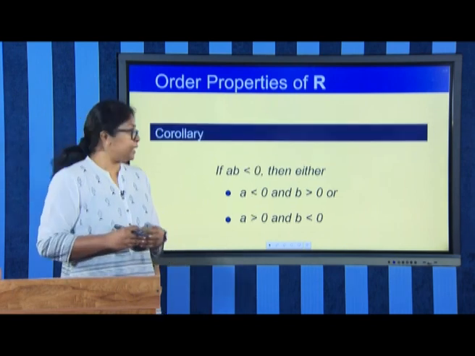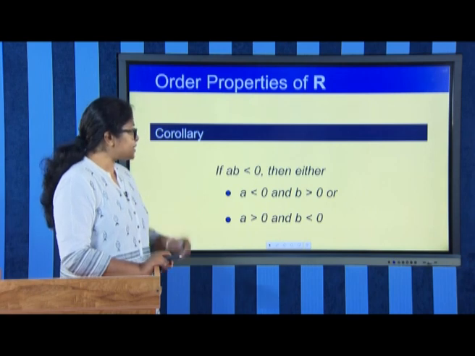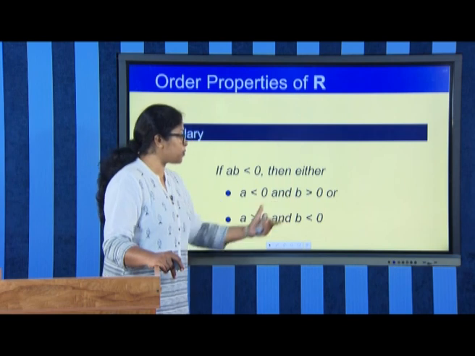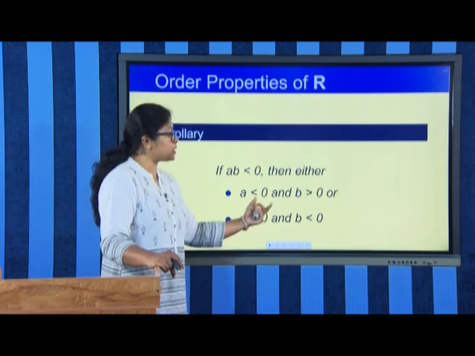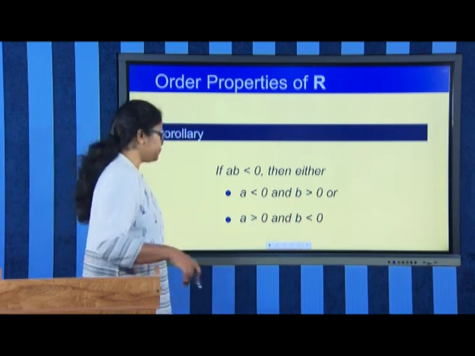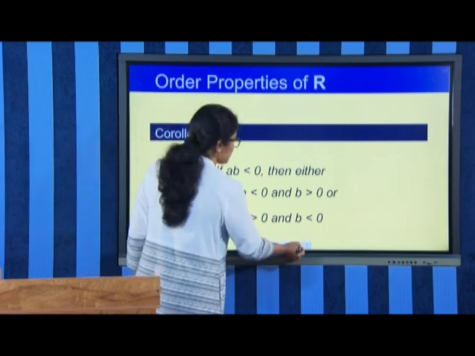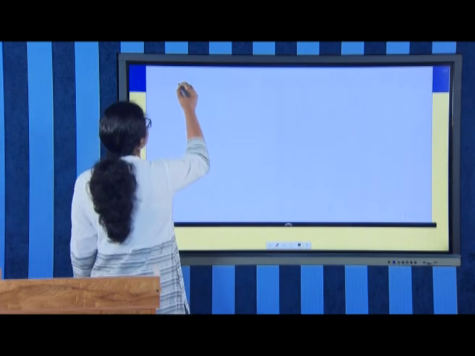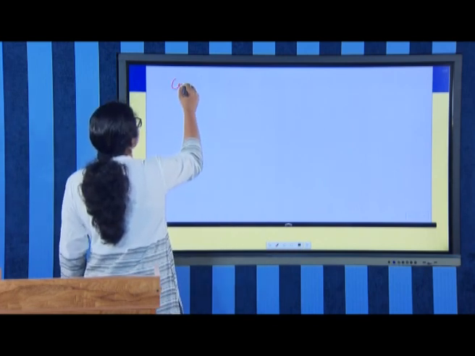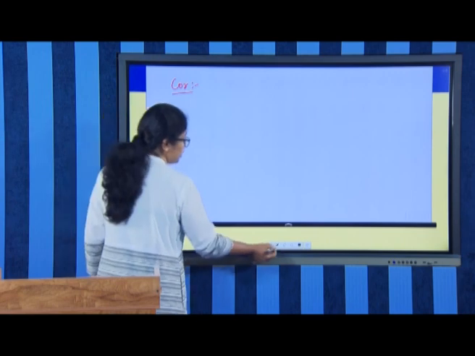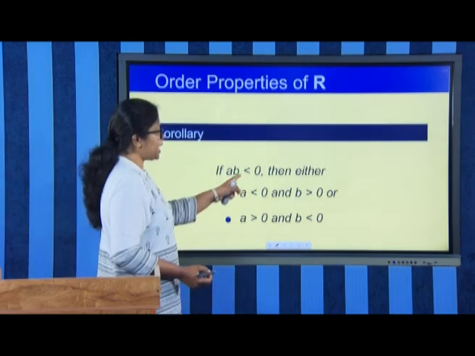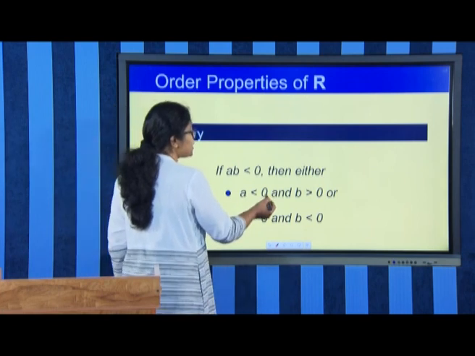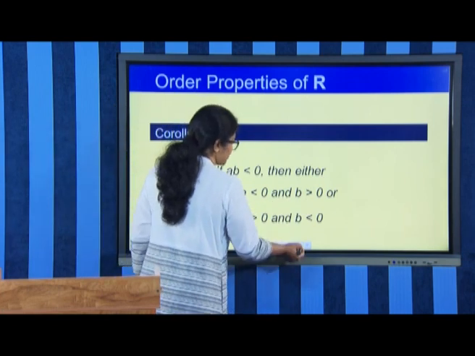Then we have a corollary. If AB is less than 0, then either A is negative and B should be positive, or A is positive and B should be negative. So, again the proof is similar to this one that we have seen here. So, the corollary is something like this. We are given AB to be negative, then we need to show that either A is less than 0 and B is greater than 0.